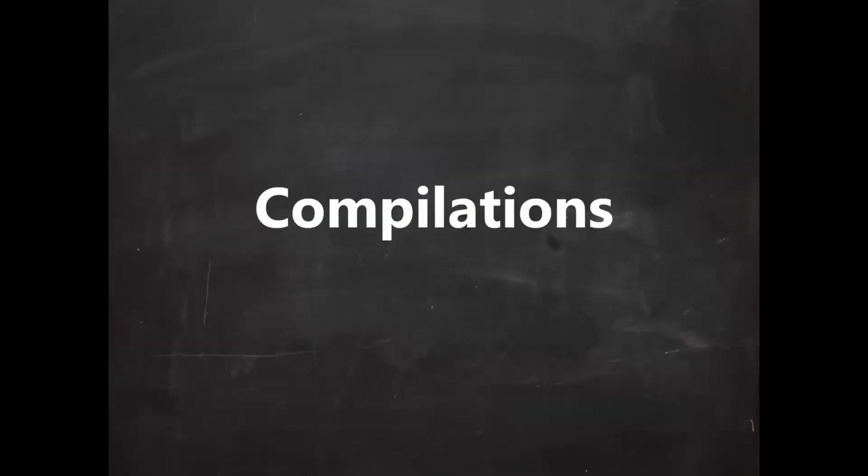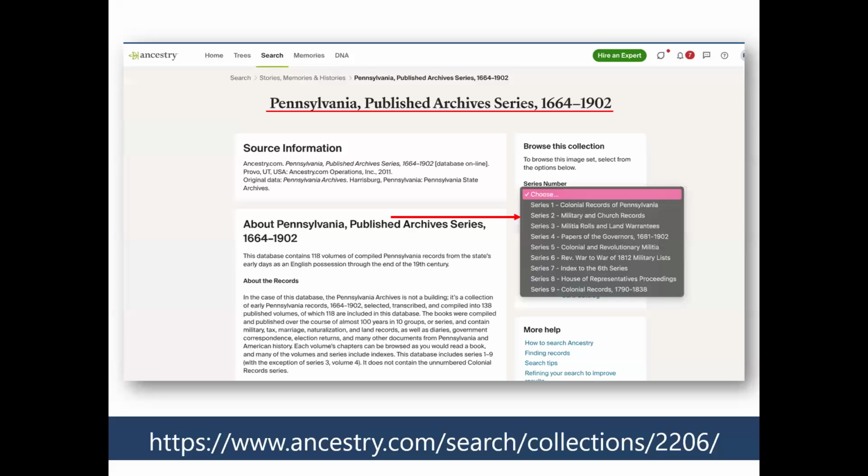Like some of what we had with New England, we are going to talk about some compilations, though these are going to be a little bit different. In this case, the compilations I'm referring to are compilations of published archives. So the Pennsylvania Published Archive series covers 1664 to 1902. Here you can see it is available on Ancestry.